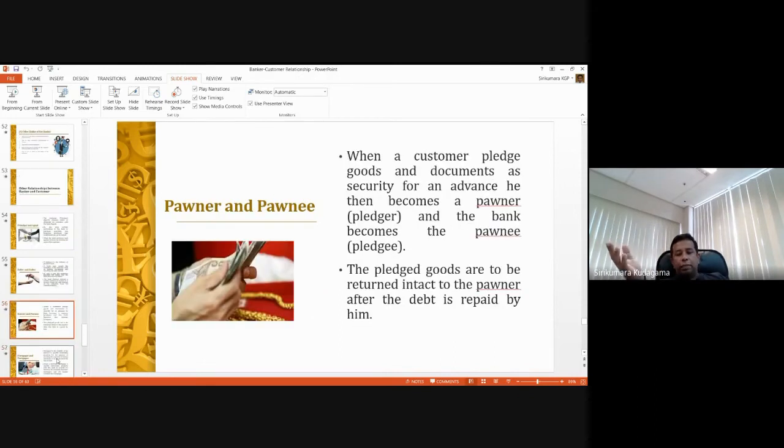In pawning, when the customer pawns his jewelry and gets money, there is again this relationship. Pawner and pawnee: the person who pawns is the pawner, and the one who gets the valuables and gives money is the pawnee. This relationship can also be extracted from the operations of the bank and customer relationship.